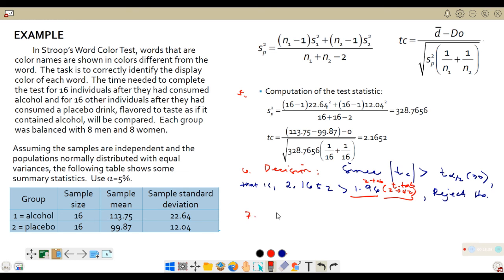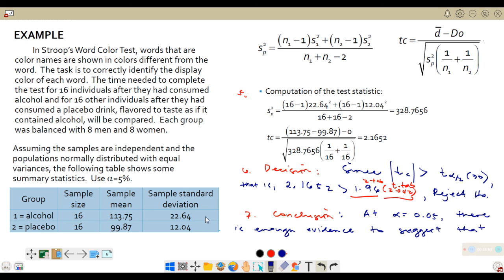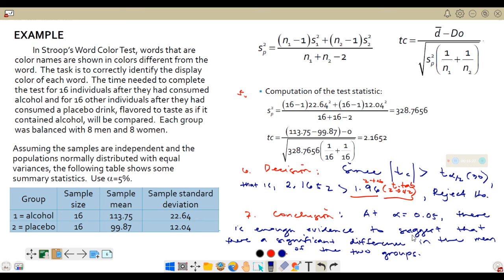This time, gawa na tayo ng conclusion. So, conclusion natin at alpha 0.05, there is enough evidence to suggest that there is a significant difference in the mean of the two groups. As I've said before, you can be creative in making your conclusion.